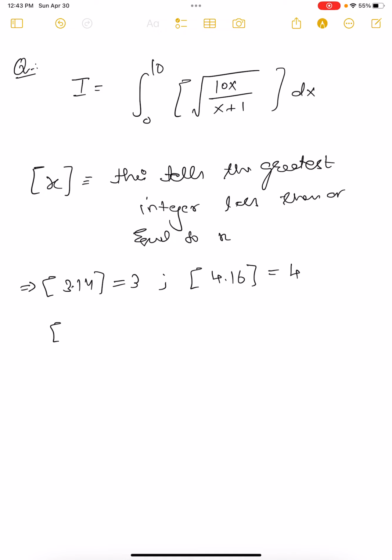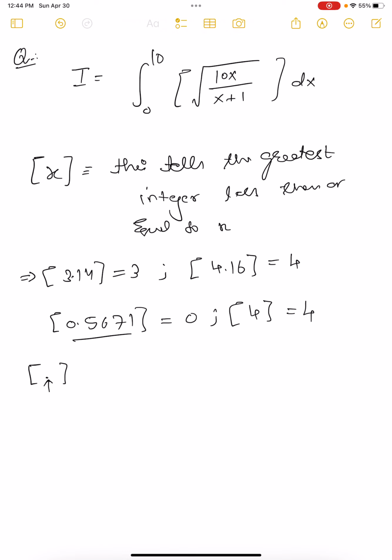4. If it is like 0.5671, then the greatest integer which is less than or equal to 0.5671 is 0. And if it is like 4, then the greatest integer which is less than or equal to 4 is 4 only. So this is the greatest integer function. It gives you the greatest integer which is less than or equal to the argument of this function. So we need to solve this integral.